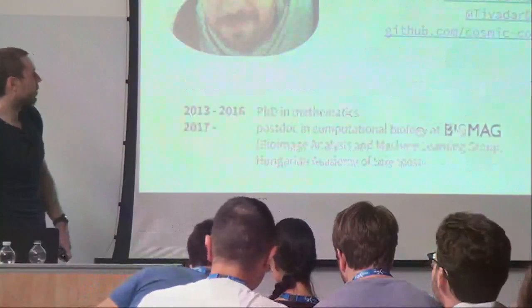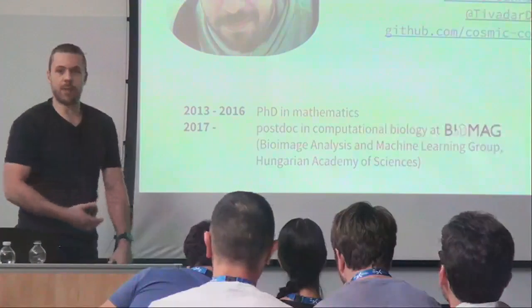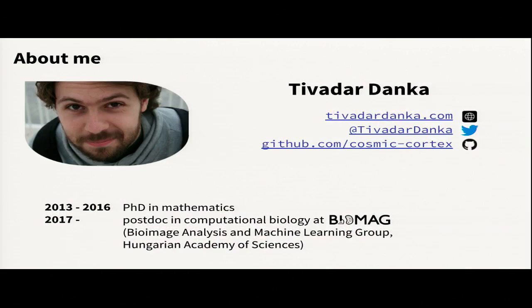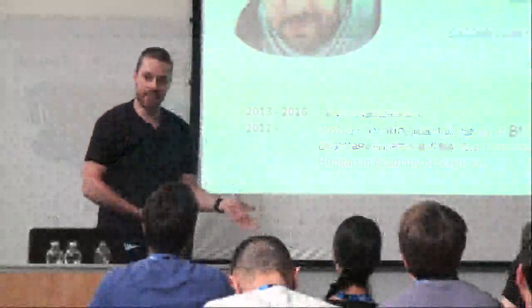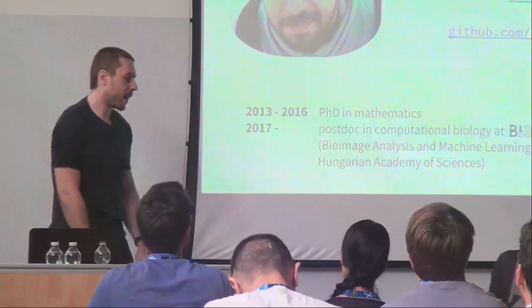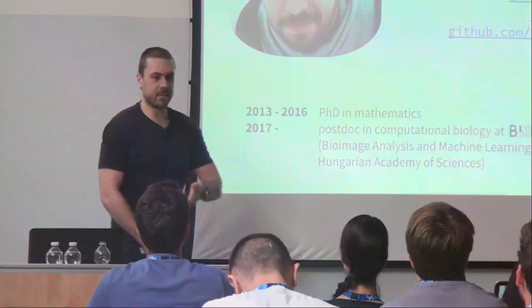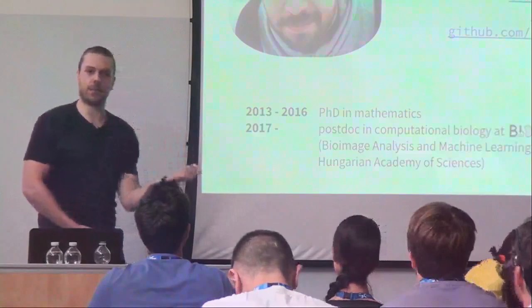So first, a little bit about me. I did my PhD in pure mathematics, completely different from physics. Then from 2017, I switched fields and started to work in a computational biology group called Biomag, a bioimage analysis and machine learning group. I work at the Hungarian Academy of Sciences. Basically, my job is to build interfaces between doctors and computers.